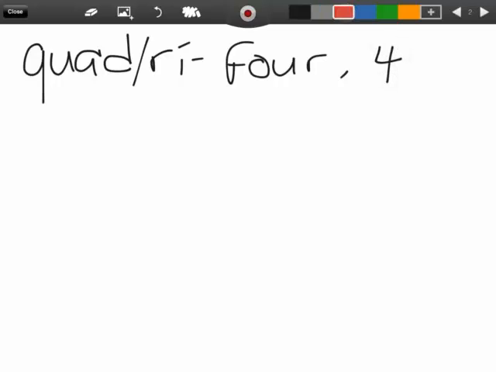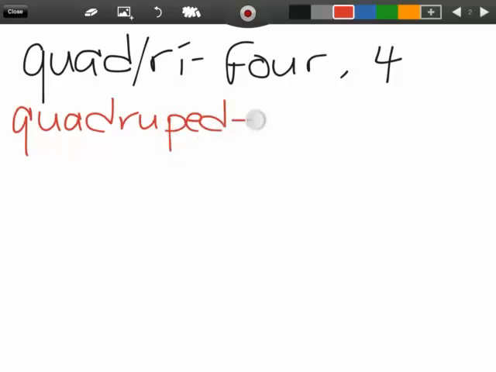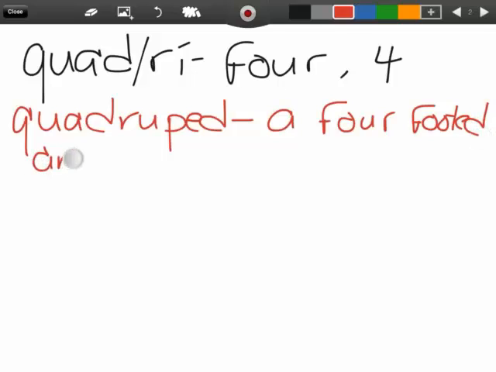I'm going to go ahead and give you an example. Quadruped, meaning a 4-footed animal. I'm going to go ahead and use this in a sentence.